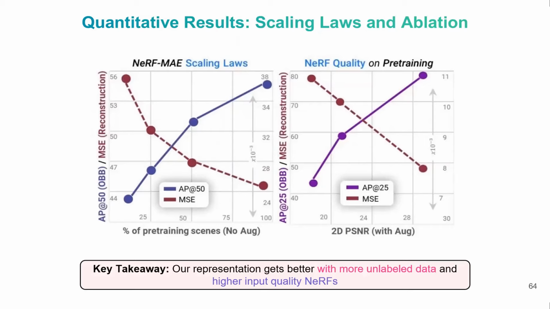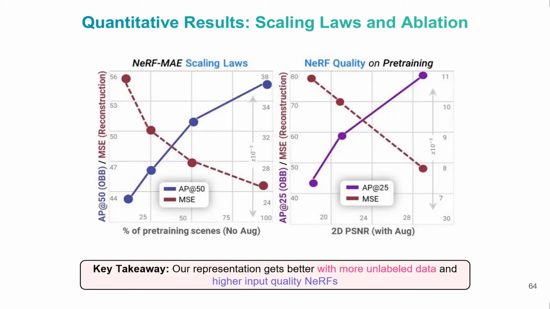Now, one really important attribute of this pre-training strategy for the masked autoencoder is its ability to get better with more and more unlabeled data. And here we show exactly that. We show that our representation gets better on 3D tasks with more unlabeled 2D data, where on the x-axis we see 25%, 50%, all the way up to 100% of pre-training scenes available. And we can see that AP25 consistently goes up.